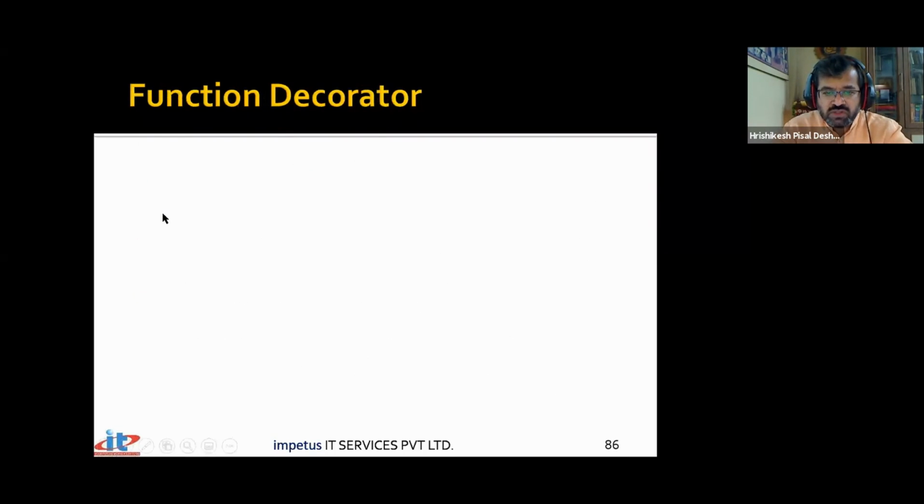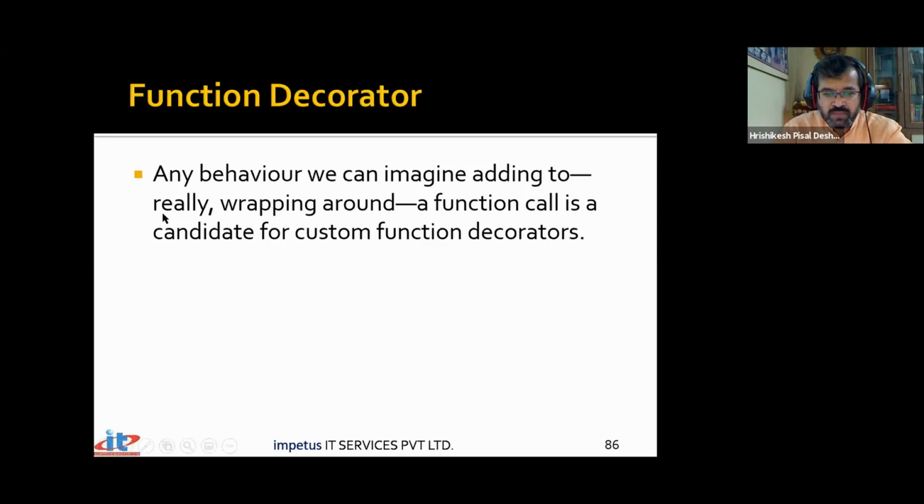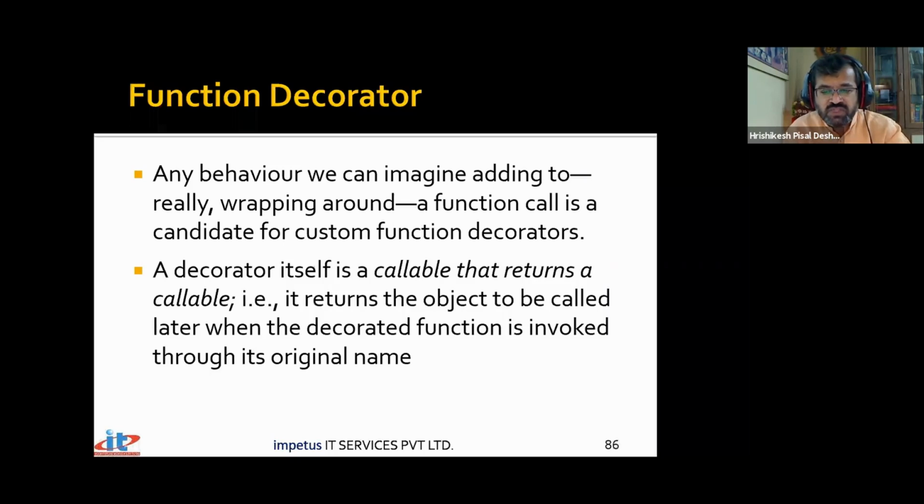So today we're going to focus on the concept called function decorators only. Any behavior that we imagine adding, really wrapping around a function call, is a candidate for a custom function decorator. That means you had a function and you needed a wrapper. That wrapper will wrap that particular function. It can do some operation before the function and some operation after the function. Such a wrapper is what we'd like to create, which will hold a function call inside it. Those are my function decorators.